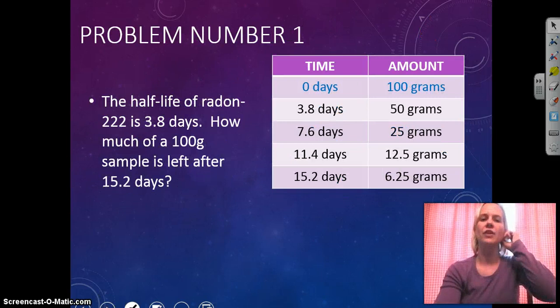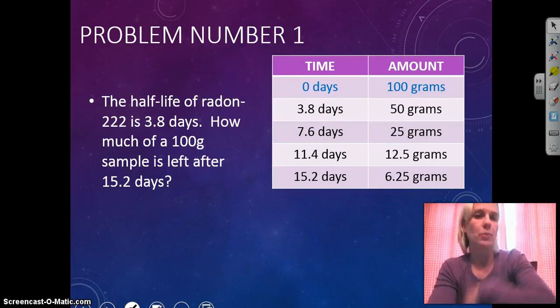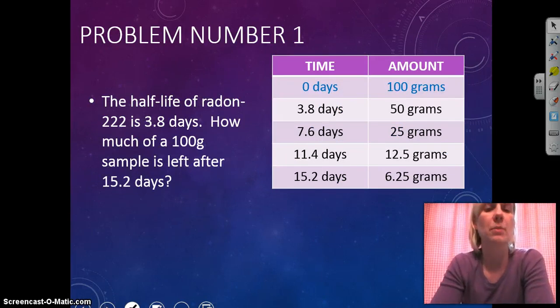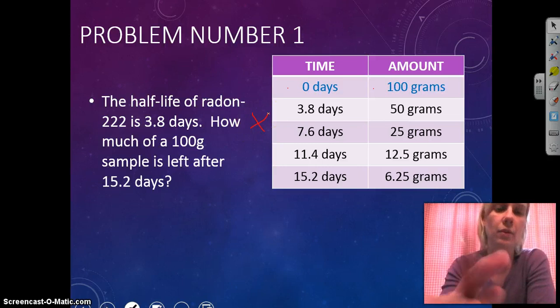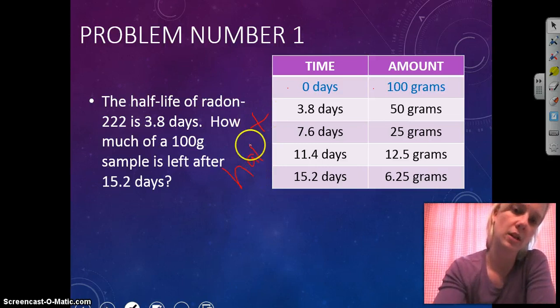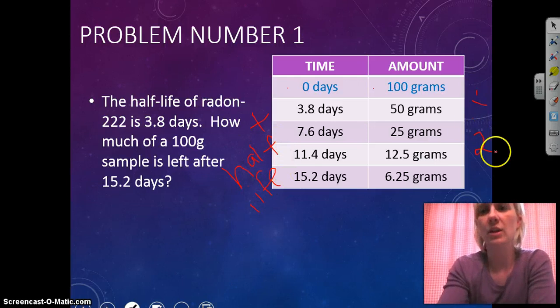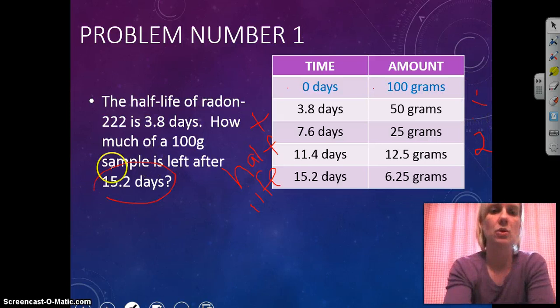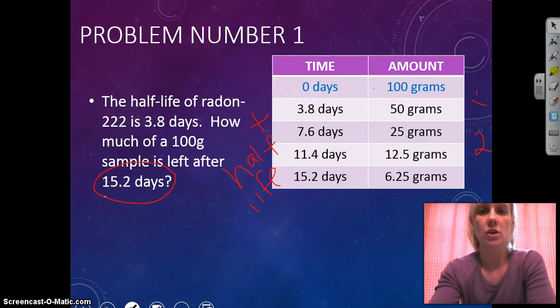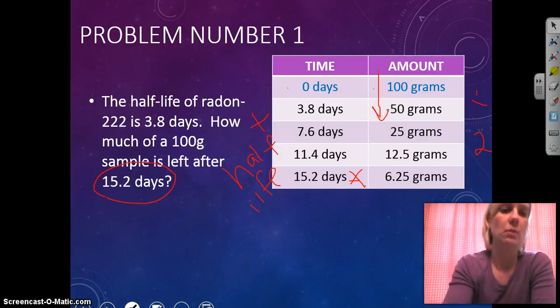All right, so problem 1. The half-life of radon-222 is 3.8 days. How much of a 100-gram sample is left after 15.2 days? So we start off at time 0. We have 100 grams. We're going to add our half-life over here, and we're going to divide by 2 over here. I'm going to keep adding 3.8 until I get to my total amount of time. Once I've gotten to 15.2, all I have to do on this side is continue to divide by 2 until I get to where it equals 15.2.